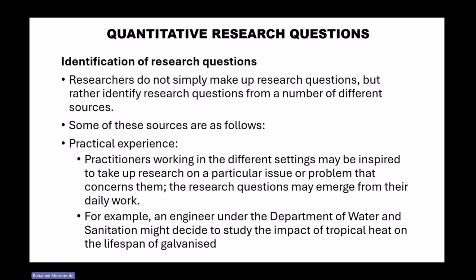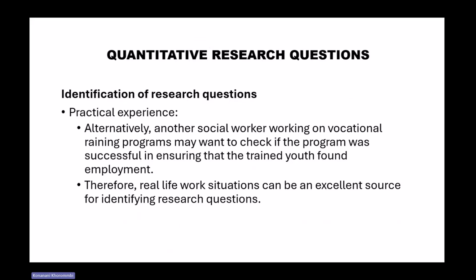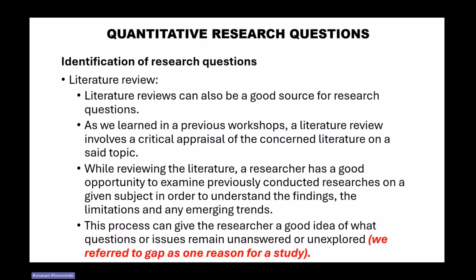Alternatively, a social worker working on a vocational training program may want to check if the program was successful in ensuring that the trained youth found employment. So this is just an indication that people from different disciplines might gather different experiences, and dependent on their experiences, the aspects that they might want to investigate that might lead to a research question might also differ. So a social worker will ask a question related to the responsibility of social work. Here, it was the case of the youth that has been trained. Now, the vocational training program, does it impact on them getting employment? That is how he can decide. So we see that it differs from the question that an engineer might ask if he's working with the pipes.